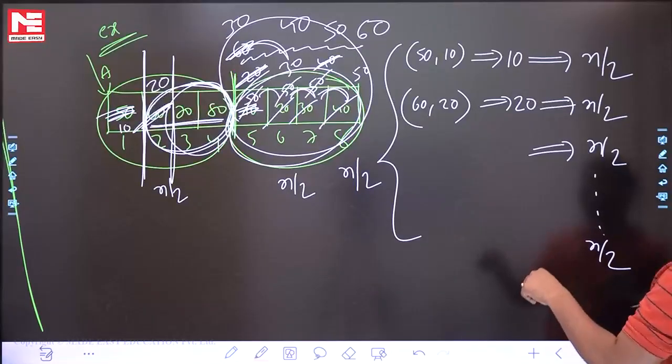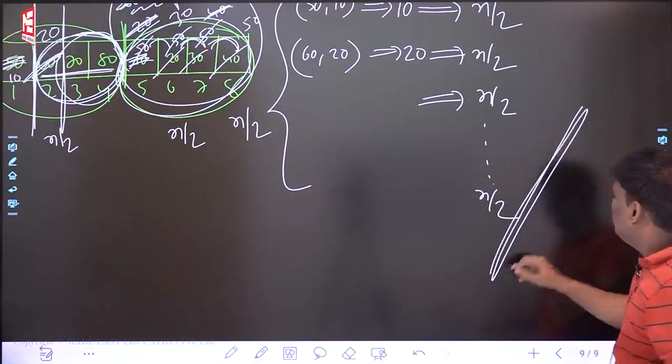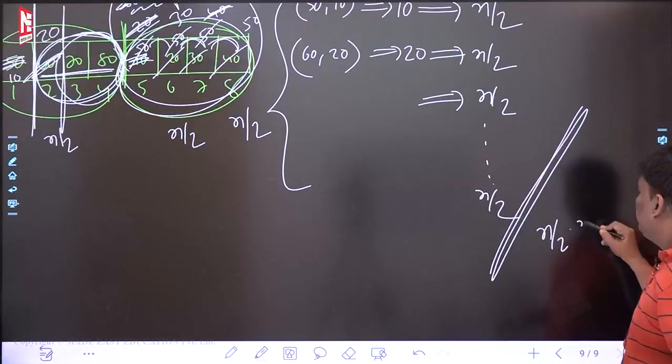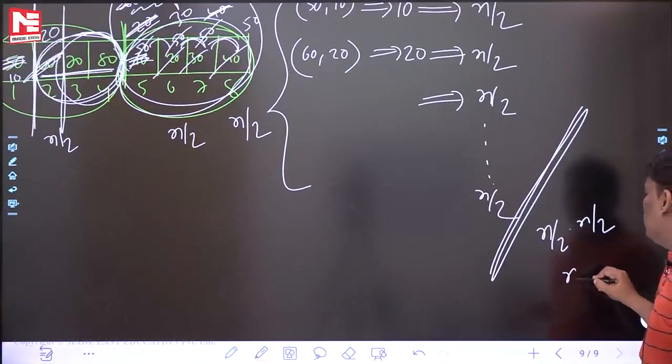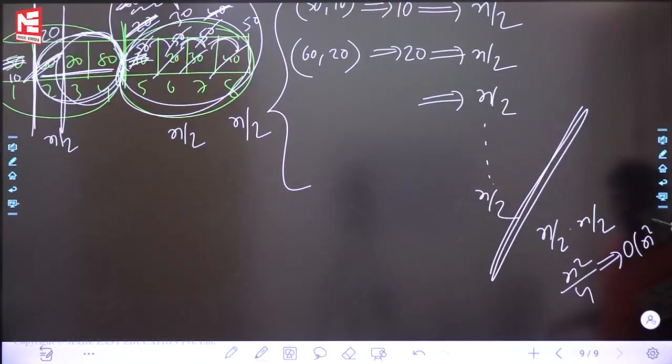So for every element, right, n by 2. Like that n by 2 times. Can you say total? What is the answer? Total is going to be n by 2 into n by 2, which will go to n square by 4, which will go to big O of n square. These many comparisons required.